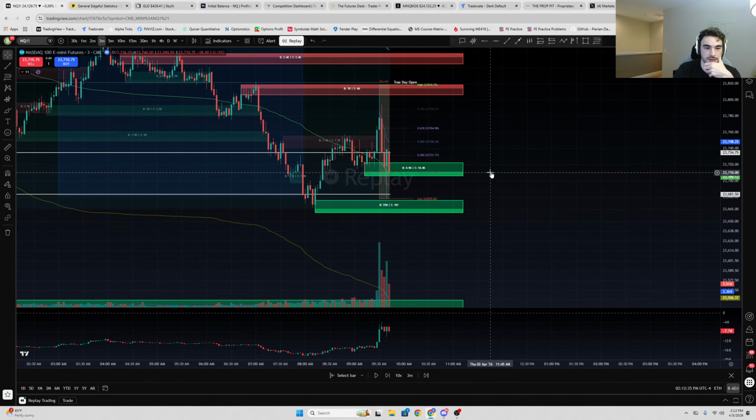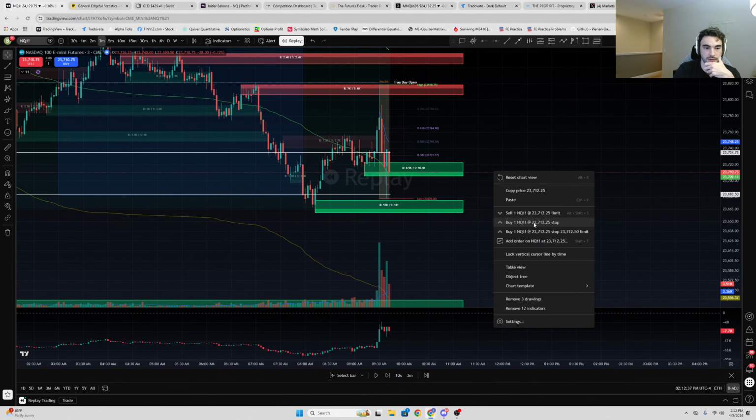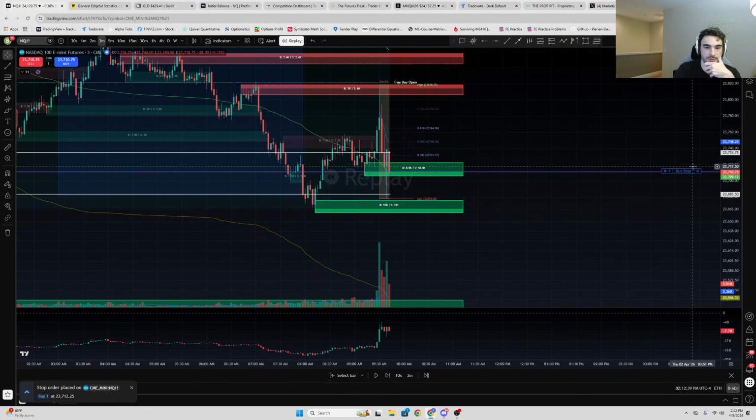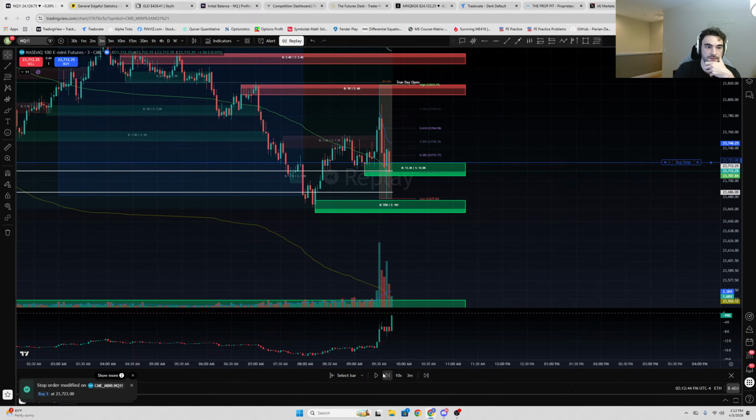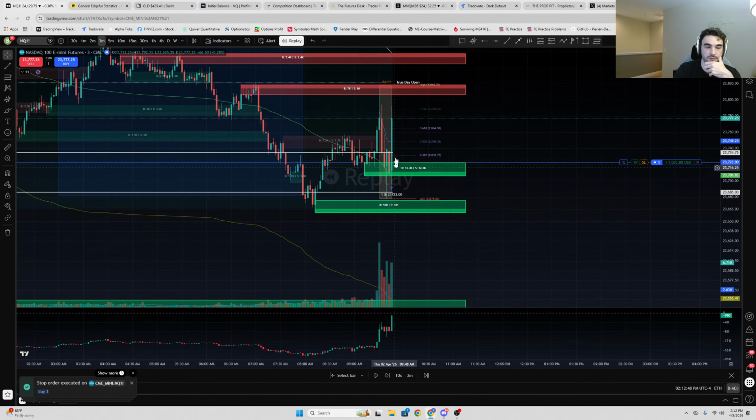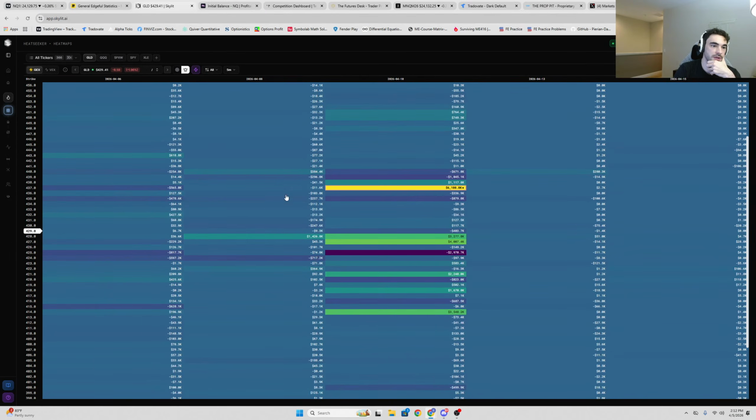So you could go in here, you set your buy stop here. As this pushes up outside of this zone, it's going to fill you right there. So as it pushes up off that zone, it's going to fill you there.